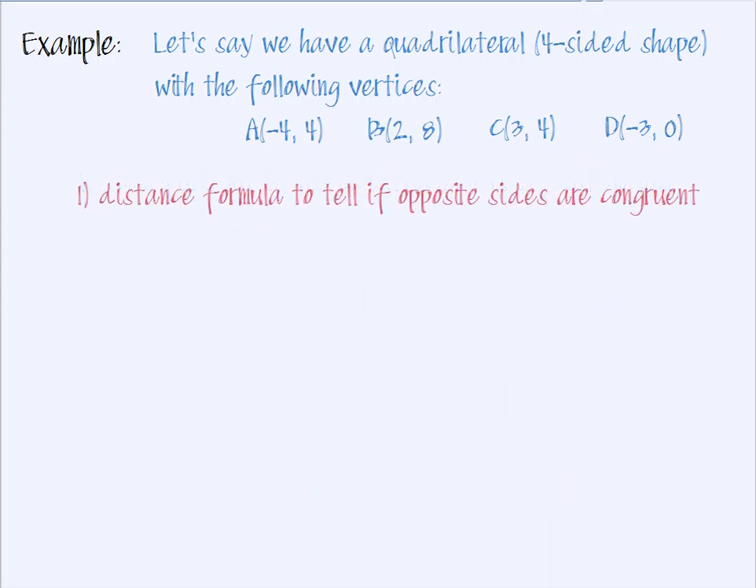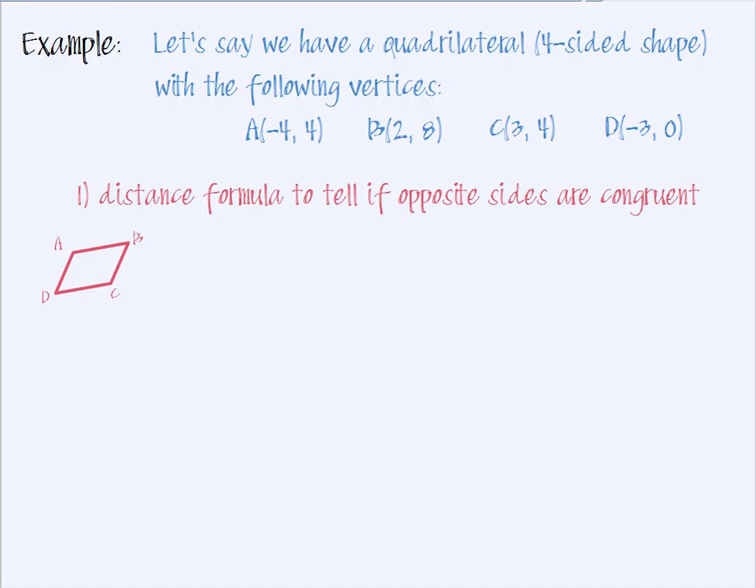We're going to start off with using distance formula to tell if our opposite sides are congruent. So I'm going to draw a little picture. I'm not going to take the time to put this on a coordinate grid. If I have vertices A, B, C, and D, I can put them on a coordinate grid, but just the look of the parallelogram isn't going to give us a whole lot of information. So I'm going to basically just draw a random picture and use these vertices to help me out.